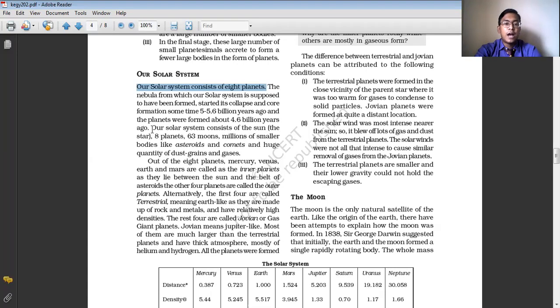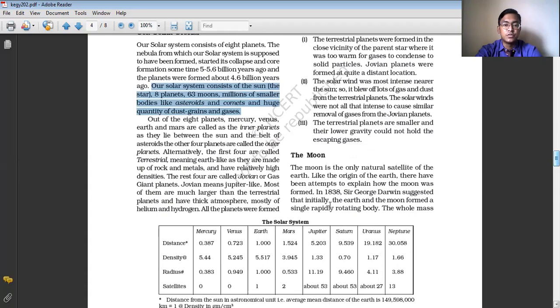So our solar system mainly consists of 8 planets, 63 moons, and millions of smaller bodies like the asteroids, the comets, and a huge quantity of dust and grains. Here 63 moons basically refers to the satellites of these 8 major planets. The 8 major planets which were formed are Mercury, Venus, Earth, Mars, Jupiter, Saturn, Uranus, and Neptune. These are the 8 planets formed in our solar system, and 63 moons were there.